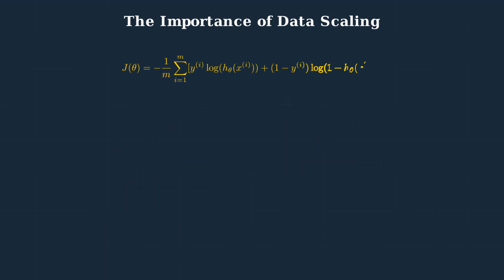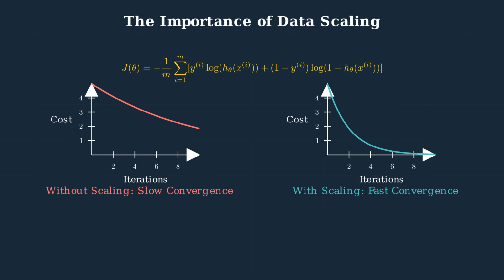Logistic regression models are typically trained using gradient descent to minimize a cost function. Data scaling dramatically affects how quickly this optimization algorithm converges to the optimal solution.